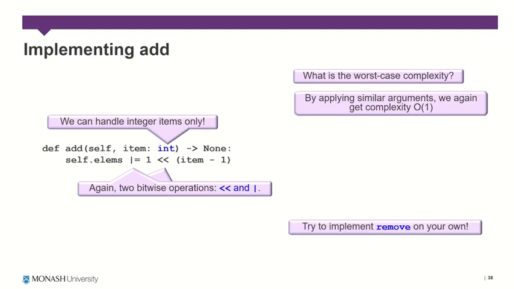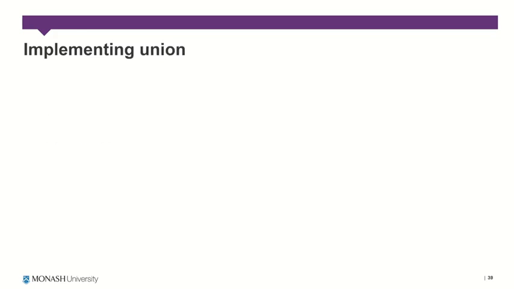So you're going to try and implement the remove on your own, and like I said, a bit of a clue for that was you may want to use a different bit mask. You may want to try and do the complement of the bit mask we're currently using. All ones except the current item should be set to 0, and perhaps you could do something like an AND operation to get the resulting elements.